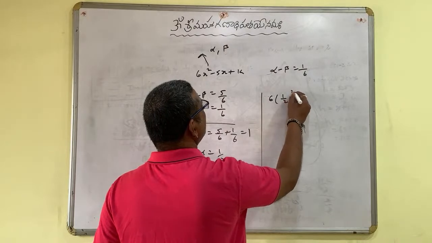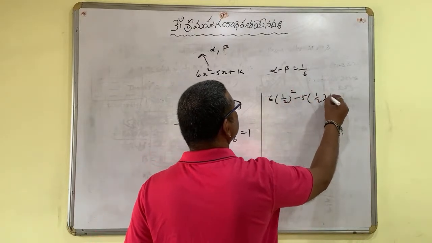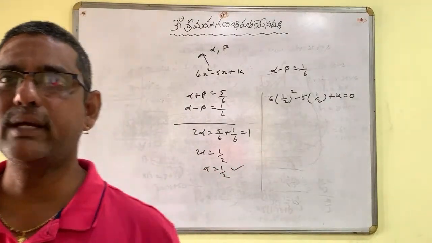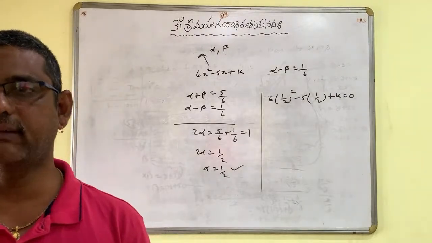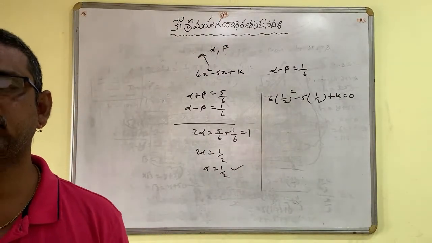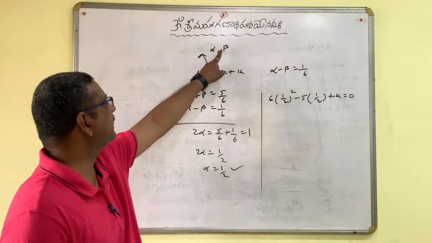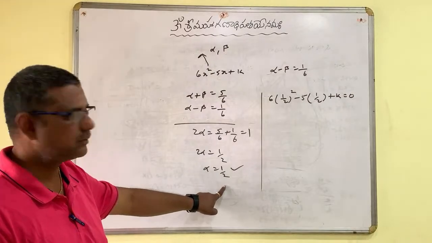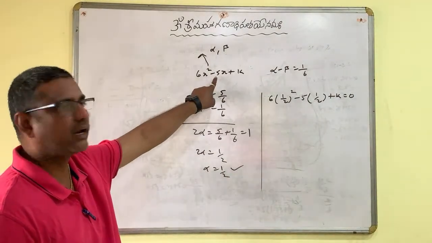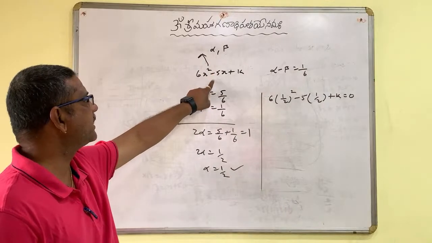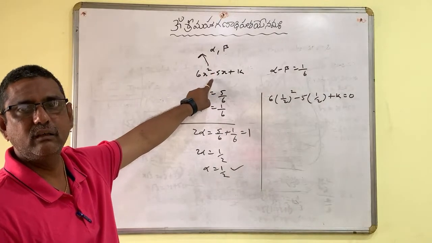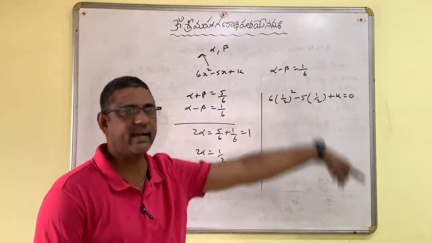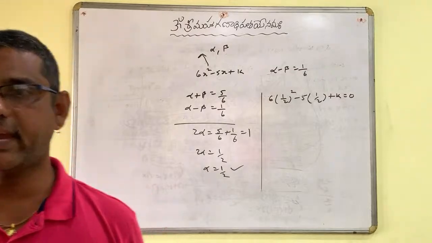6 into 1 by 2 whole square minus 5 into 1 by 2 plus k is equal to 0, because 1 by 2 is a zero of the given polynomial. Given alpha, beta are zeros of this polynomial. We got alpha. Alpha is 1 by 2. So 1 by 2 is a zero of this polynomial. That means it must satisfy the polynomial. So 6 into 1 by 2 whole square minus 5 into 1 by 2 plus k is equal to 0. Find out k.